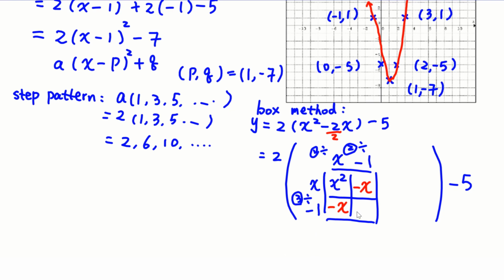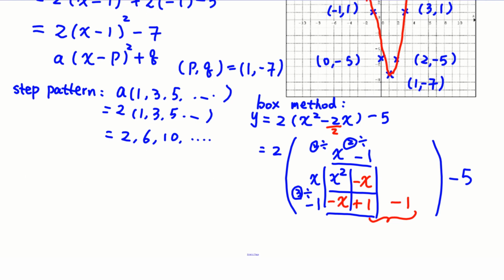Now, we don't have a number here. We need a number to make this area work. So negative 1 times negative 1 gives you positive 1. And in the bracket, we don't have a constant term, so we need to minus 1. Then add together, it will go back to x squared minus 2x plus 0. So it works.